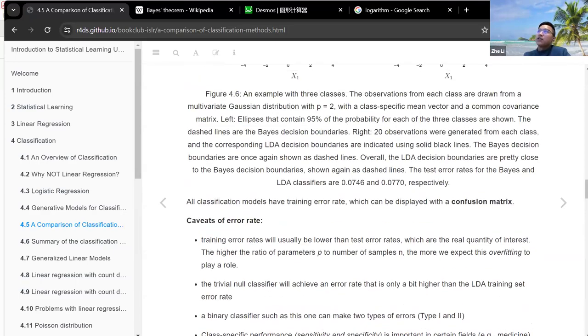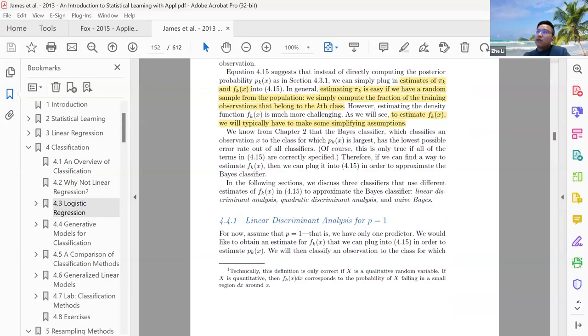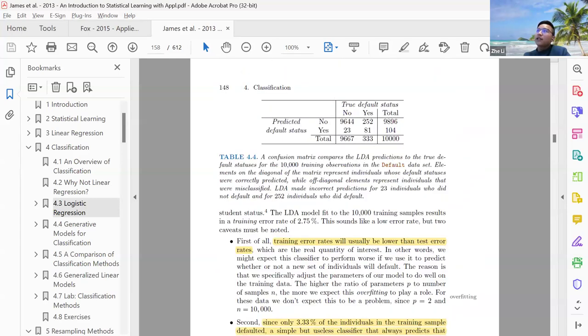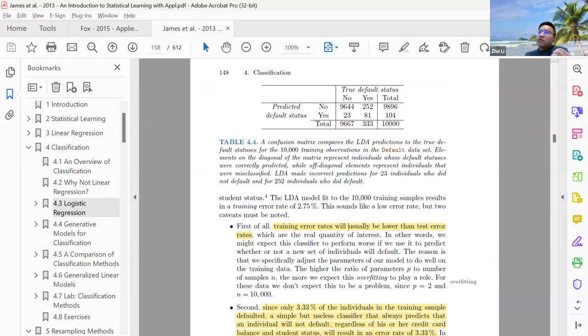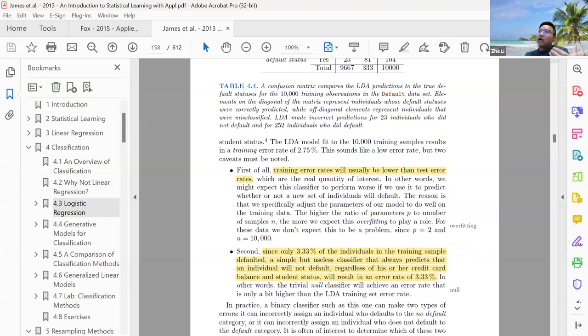So in the example shown in the book, the test error is not very great. It's very low, in the single digits, I guess. I remember, yes, the overall test rate is just 2.75%. That is the sum of 252 and 132 divided by 10,000. But the overall training error rate, although it's very small, usually tends to be lower than the test error rate, which is the real quantity that we are interested in. So if we want to use this model in our test, we have to pay attention to this.